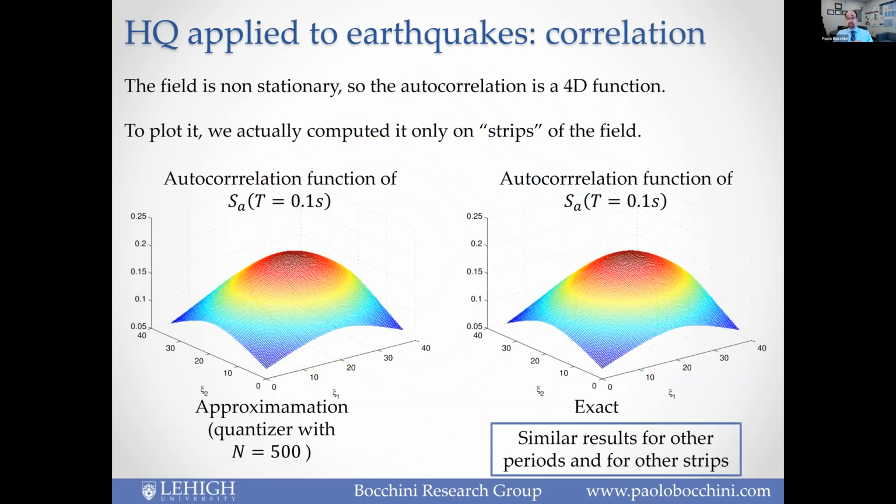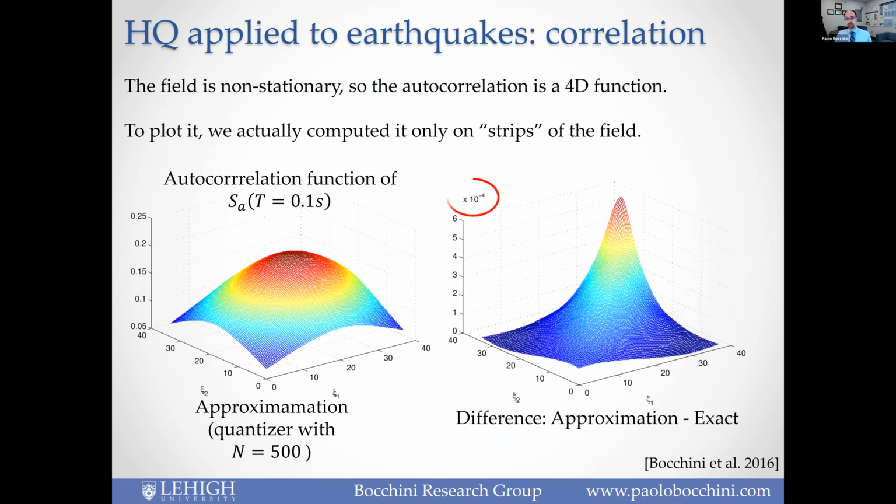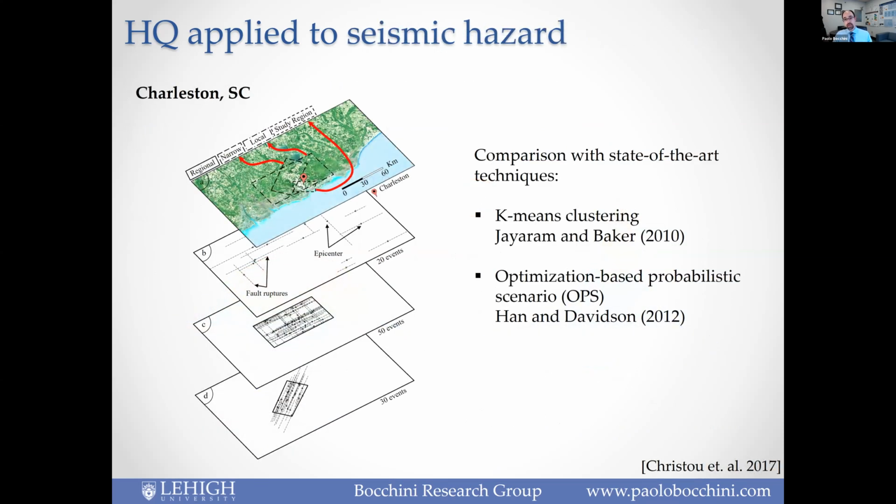Now, that was the easy part, right? Capture the hazard. But even in capturing the autocorrelation, we're doing very well. This is the comparison between the reference and our result. I put too many R's in autocorrelation, I guess. And the discrepancy is in the order of 10 to the minus 4 when our values are in the order of 10 to the minus 1. So we're capturing the hazard and the correlation very well.